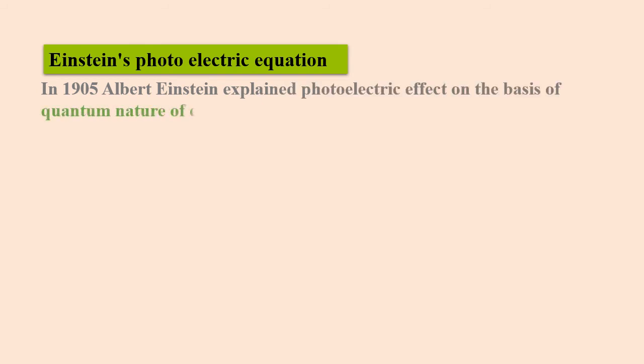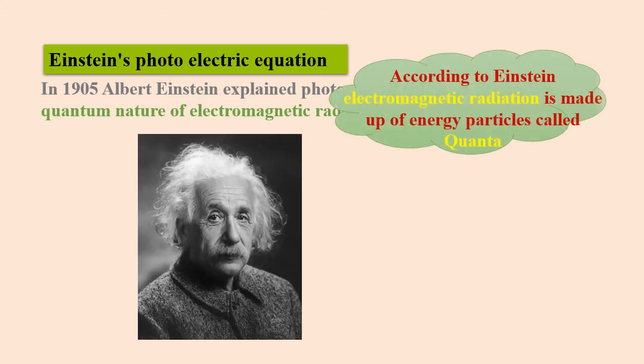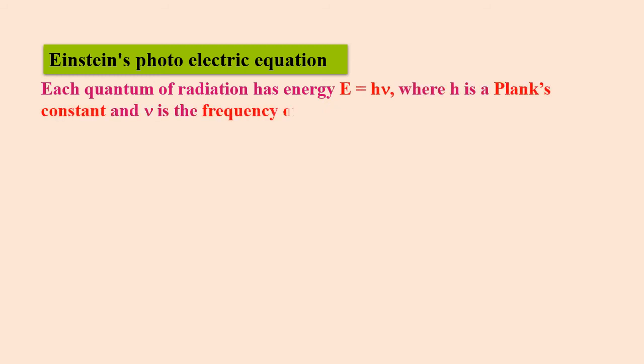Einstein's photoelectric equation. In 1905, Albert Einstein explained the photoelectric effect on the basis of the quantum nature of electromagnetic radiation. According to Einstein, electromagnetic radiation is made up of energy particles called quanta, or packets of energy. Each quantum of radiation has an energy E equal to hν, where h is Planck's constant and ν is the frequency of incident radiation.